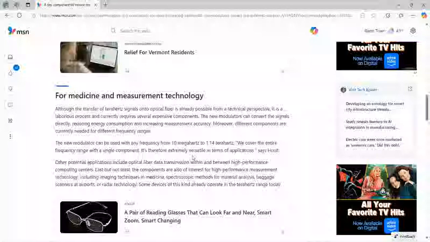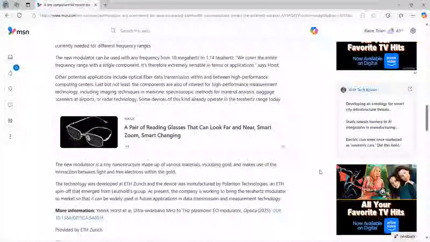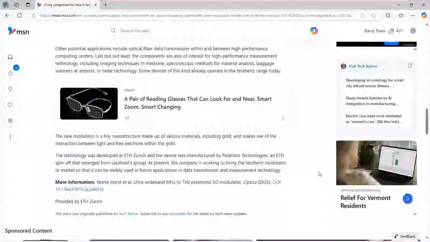for material analysis, baggage scanners at airports, or radar technology. Some devices of this kind already operate in the terahertz range today. The new modulator is a teeny nanostructure made up of various materials, including gold, and makes use of the interaction between light and free electrons within the gold.